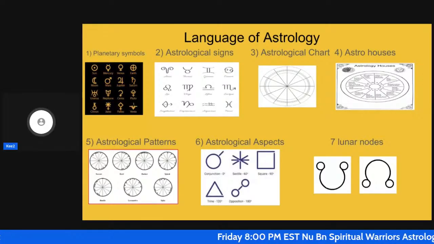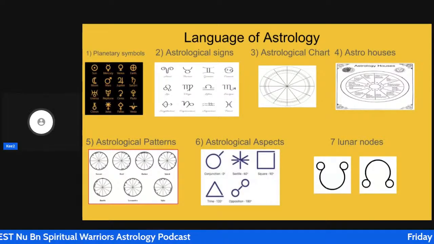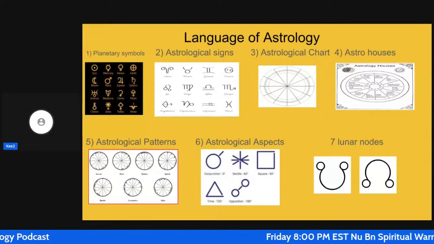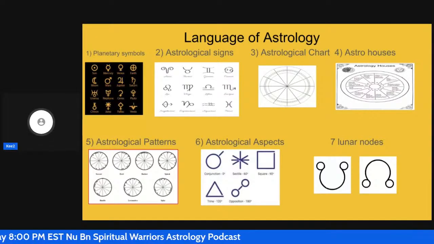With the opposition, the planet is at one end of the chart, and the other planet is at the far end of the chart, 180 degrees from each other, the furthest distance they can be from each other. So you can see how the communication could be interfered with right there, or not harmonious.